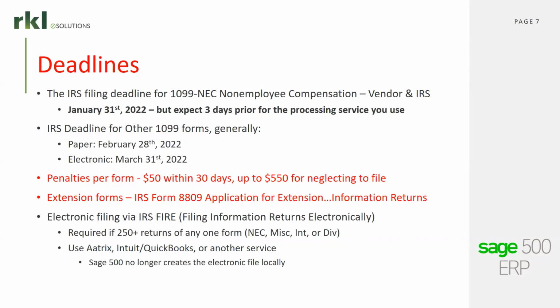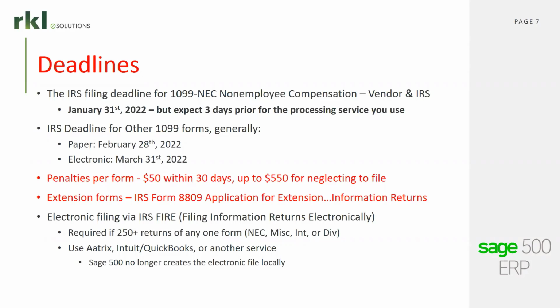We'll find that most of them will take your file and take care of things on the 31st. They're going to charge you a premium for it. Other forms are back to the standard from years ago: paper out to vendors by the end of February, electronic filing by the end of March. And the penalties have gotten really nasty.